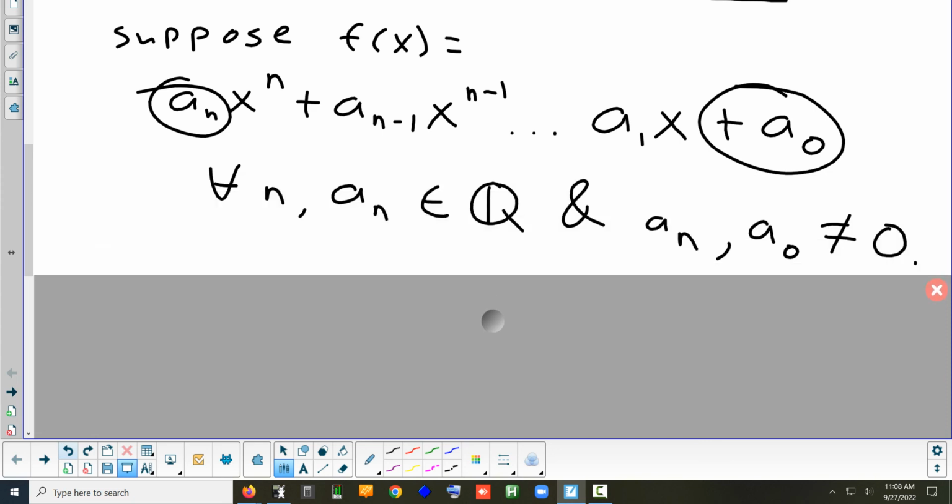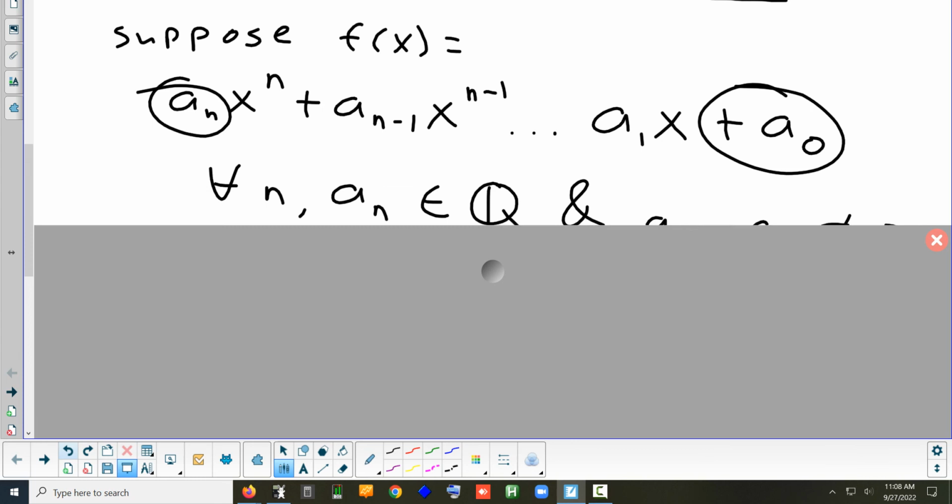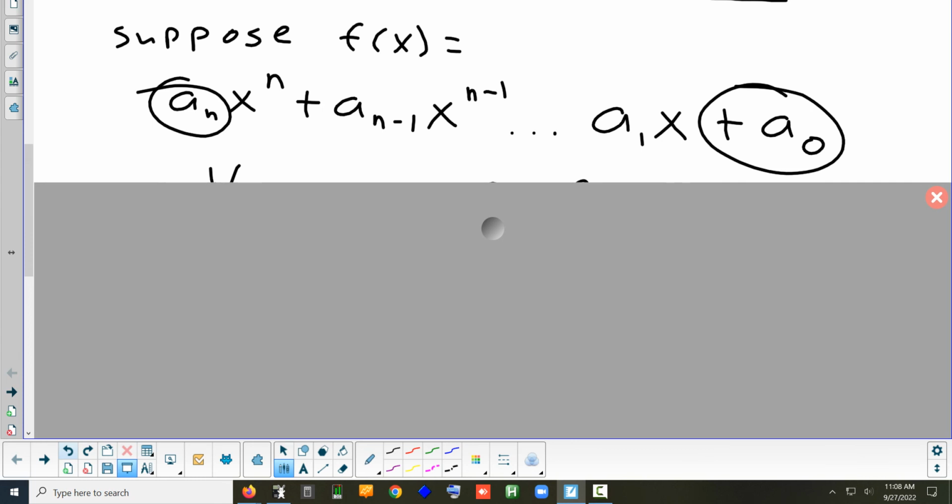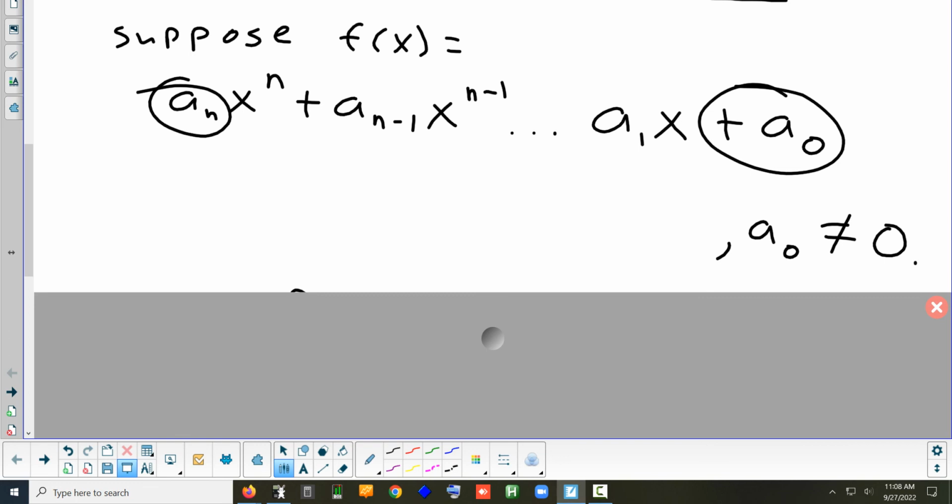Now, what is important, I'm just going to summarize that. The constant can't be 0. We don't want that to happen. We don't want the constant at the end to be a 0. If it is a 0, then we're going to run into a problem. This technique I'm going to show you will not work.